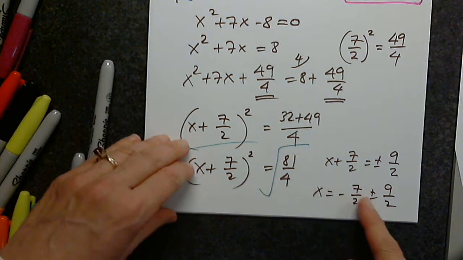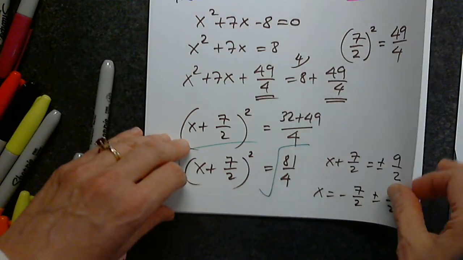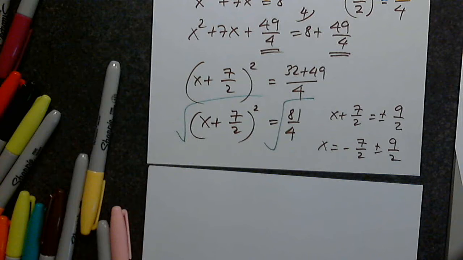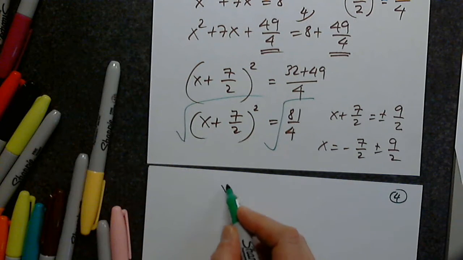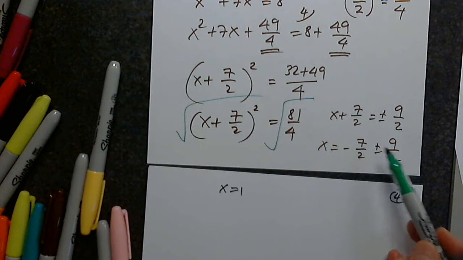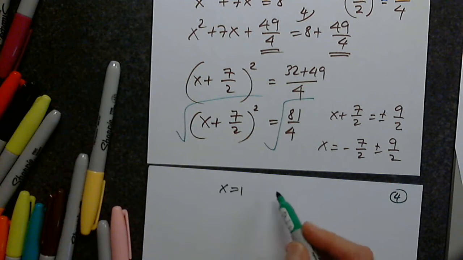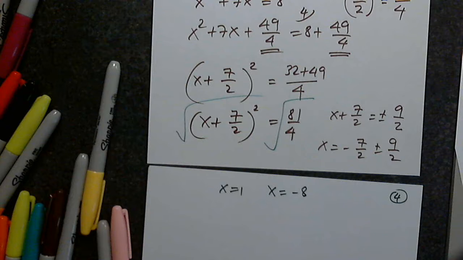So how much is negative 7 plus 9? 2. Yes, it is 2 divided by 2, which is 1, indeed. So x equals 1. How much is negative 7 minus 9? Negative 16 divided by 2? Negative 8. Very good. So now this is final. These are the two solutions that we expect. Very good. Any questions for me? Anything you have?